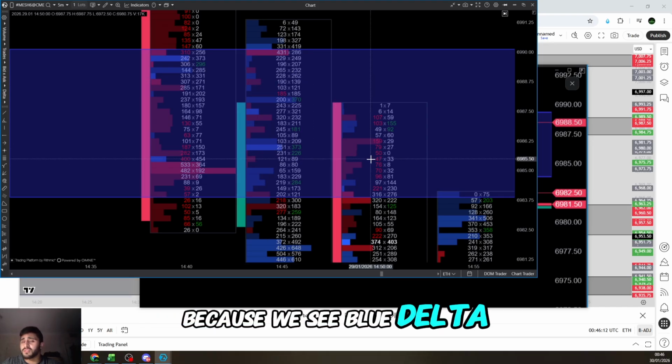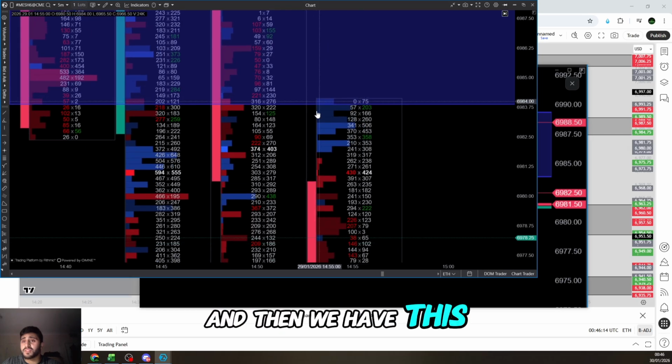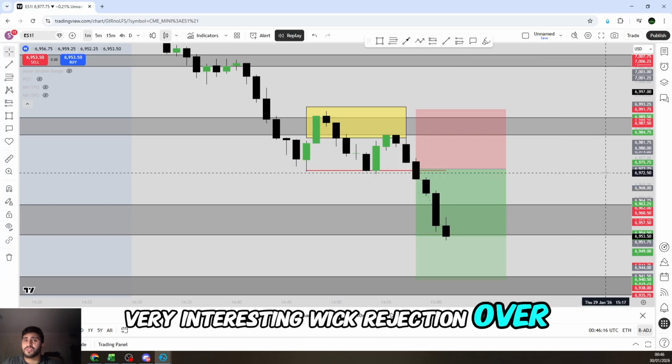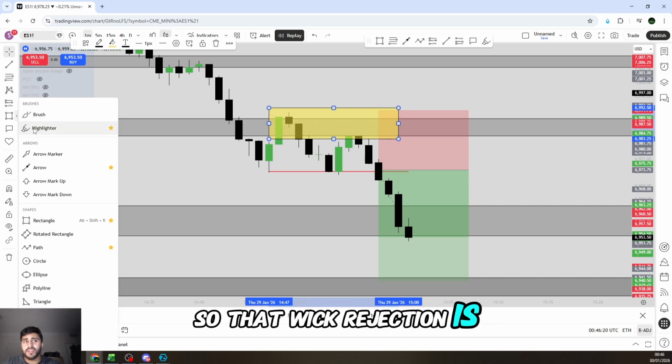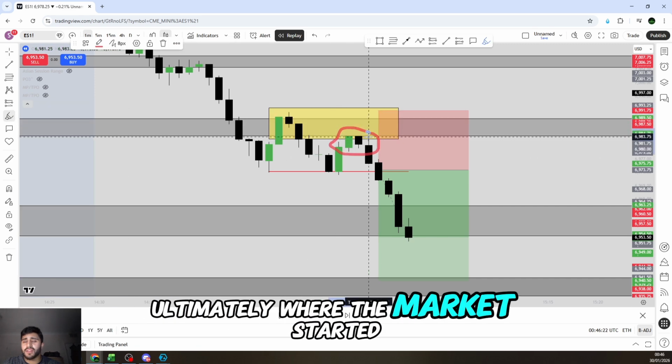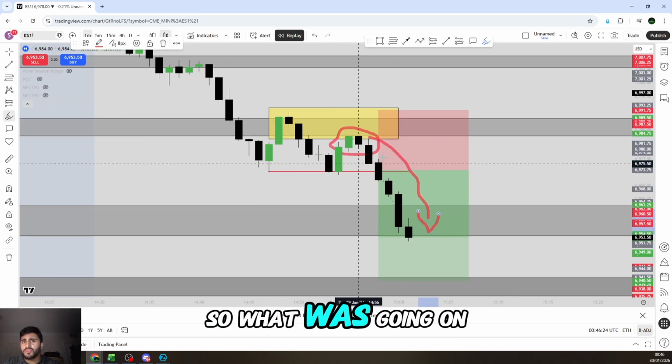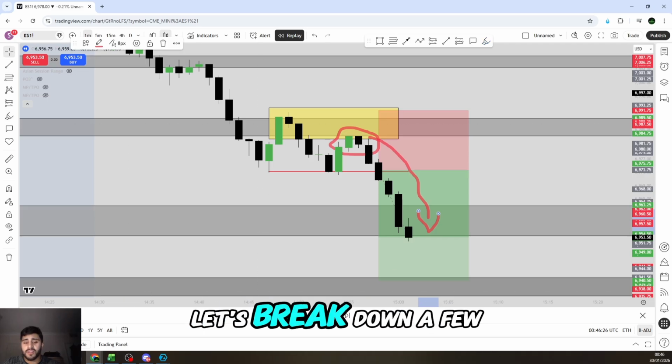Because we see blue delta, and then we break below, and then we have this very interesting wick rejection over here, which I thought was very interesting. That wick rejection is ultimately where the market started tanking. So what was going on over here? Let's break down a few of the numbers.